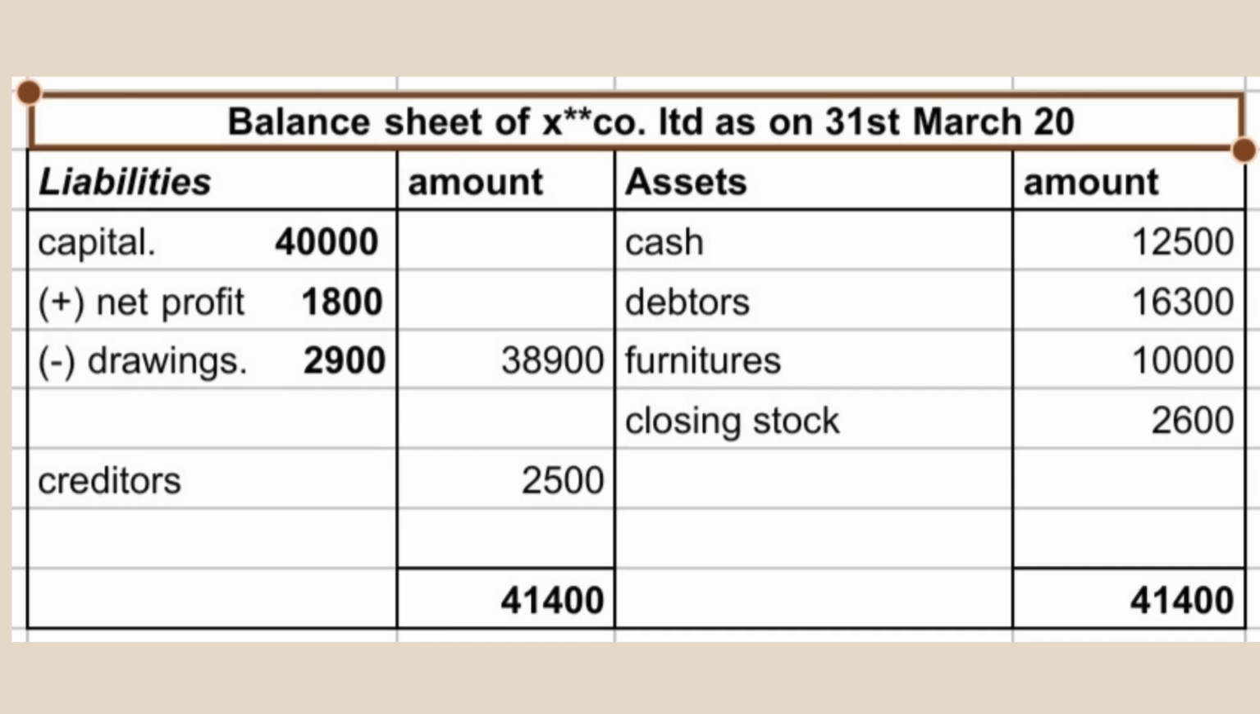Now let's go to the assets column. We have cash 12,500, debtors 16,300, furniture 10,000 and closing stock 2,600. We have finished all the items. The writing part is very simple and easy, and you can understand this question. Now calculate the total of liabilities amount and assets amount, and you will find the total of 41,400 on both sides, equal. Therefore, the balance sheet is balanced and the answer is right. I hope you all understood it.